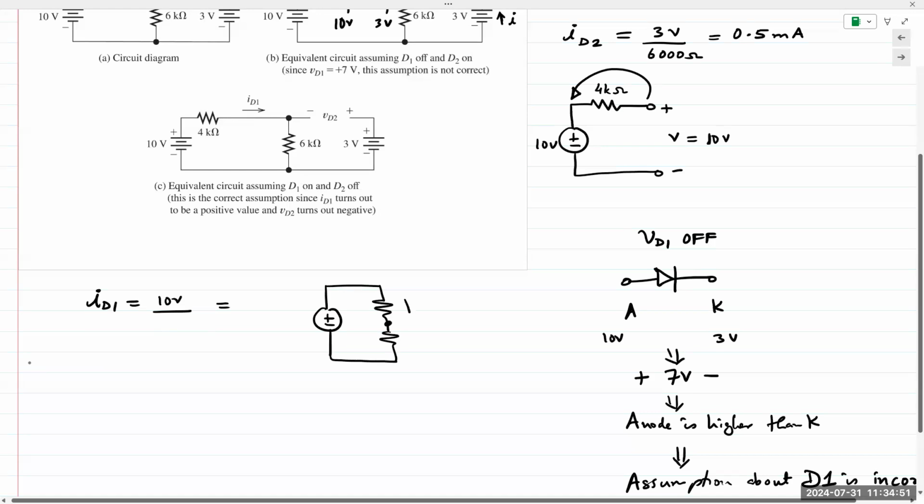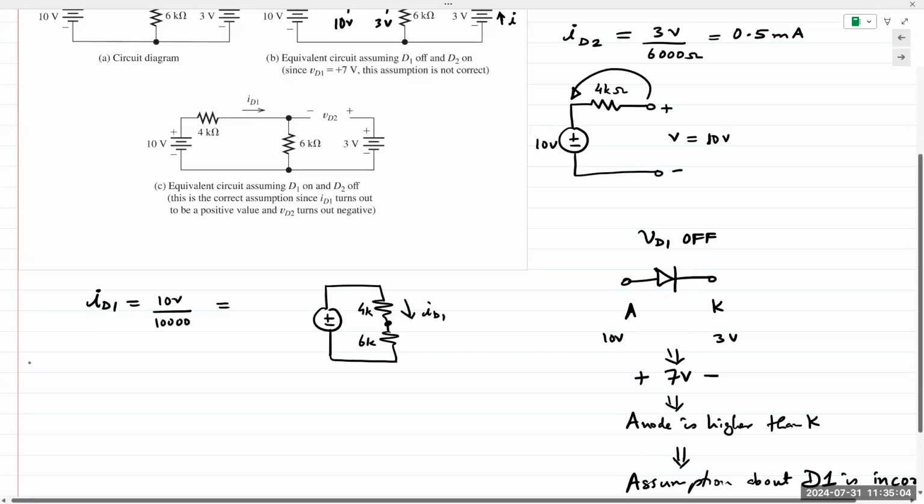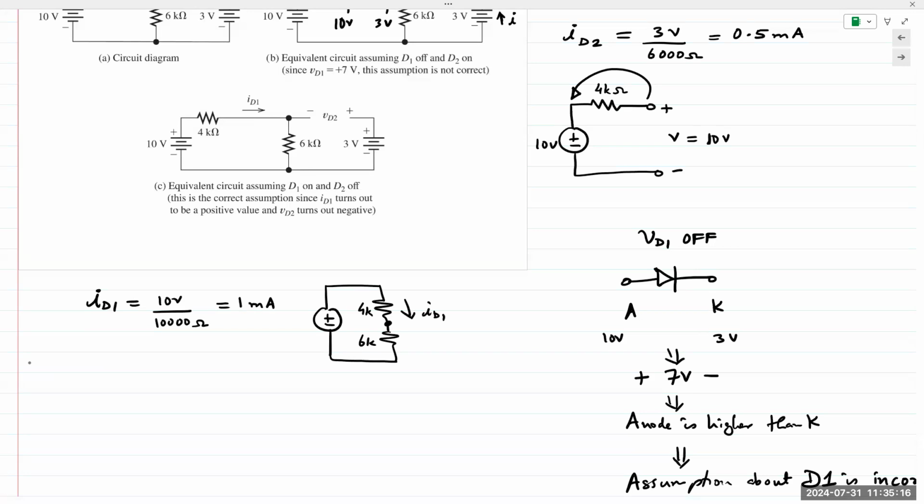So this is ID1. This is 4K. This is 6K. Because the 3 volts is not connected as part of the circuit, I have 4K and 6K in series. So this is 10,000 ohms. One over 1,000, so the answer is 1 milliamp. I obtained a value for the current. That means half of my assumption is correct. D1 is on.